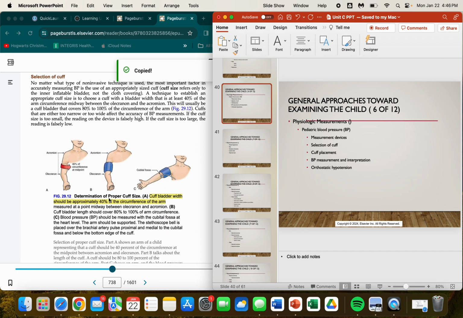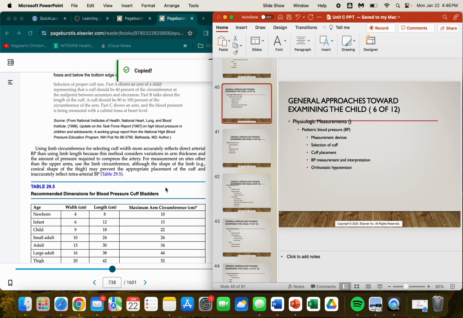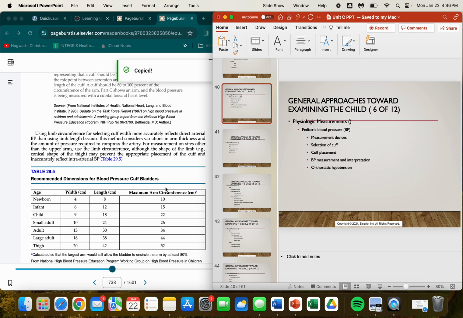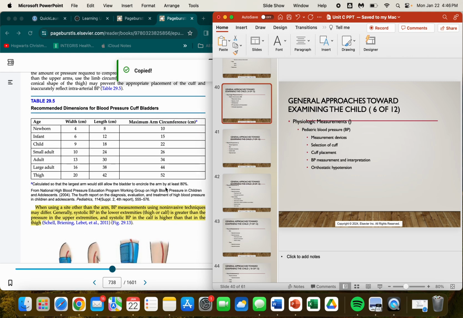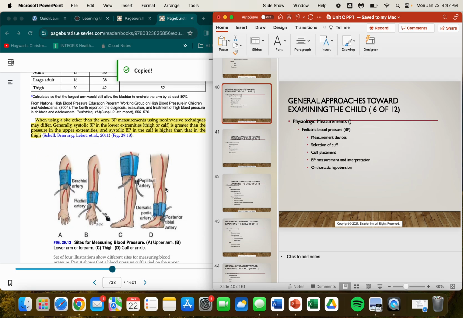Cuff size should be approximately 40% the circumference of the arm. This shows you a little visual graphic. Most new blood pressure cuffs have directions on them. Obviously, the same issues apply to kids. If it's too big, we could get a false low. If it's too small, we could get a false high.